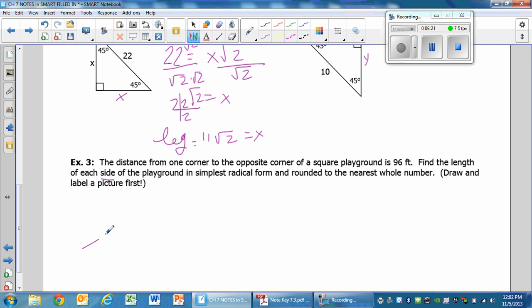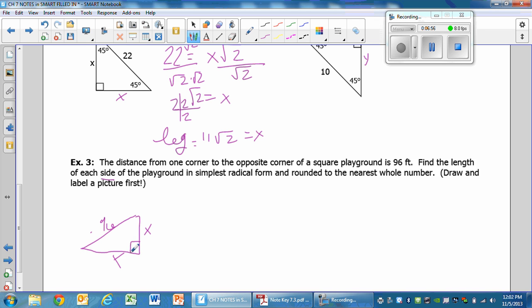96 feet. Okay, so we got 96 feet from one corner to the other. And then we have the playground. Here's our triangle. We know this is a square, so we know we have a 45, 45, 90. From each side, so we have a square, so we know we have a 90-degree angle here.